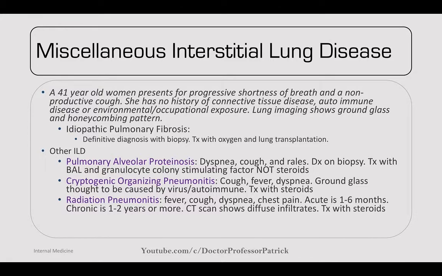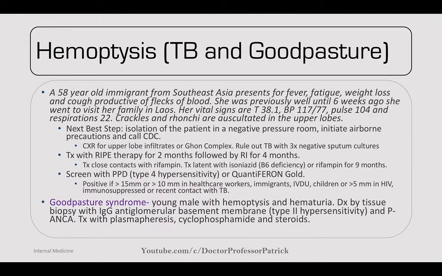And then lastly is radiation pneumonitis, where you get fever, cough, dyspnea, and chest pain. Usually the acute phase is 1 to 6 months after having radiation exposure. The chronic phase is 1 to 2 years or more. And a CT scan can show diffuse interstitial infiltrates, and you treat with steroids.